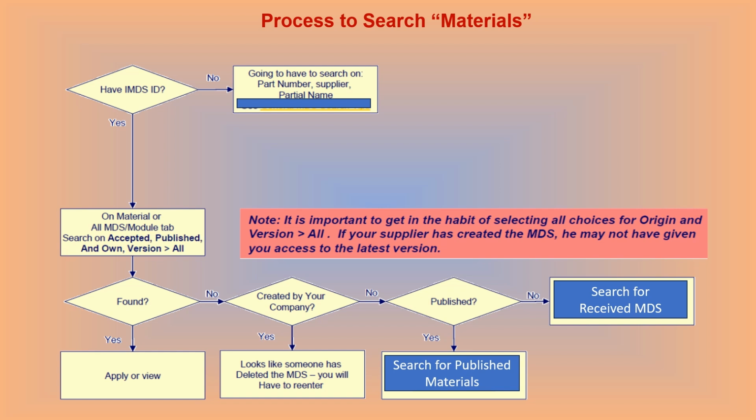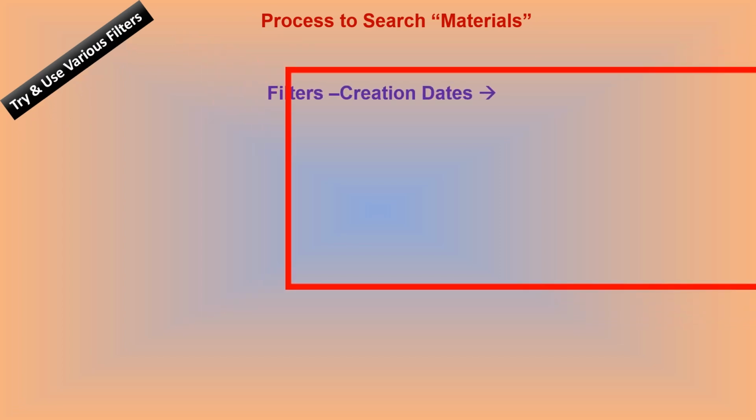Better to establish a habit of selecting all choices for origin and versions as all for faster search. If supplier has created the MDS, he may not have given you access for the latest version. Another useful hint for searching is to use various filters. Few of them listed as follows.